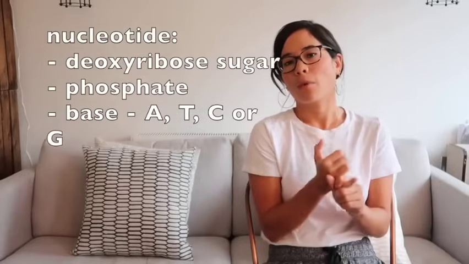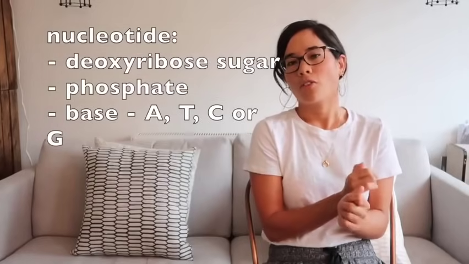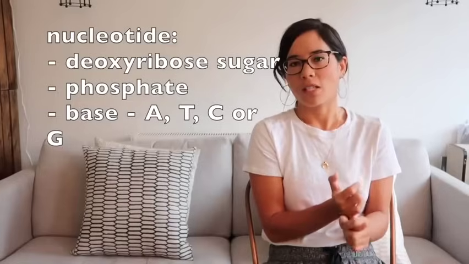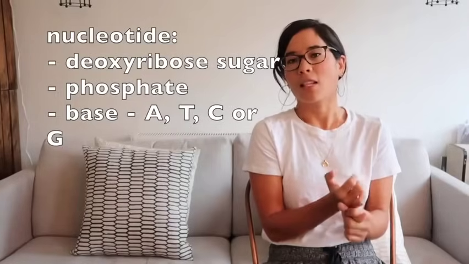Looking more in depth at the various names involved, nucleotide. A nucleotide is simply just three units made up of a deoxyribose sugar, a phosphate and lastly a base. So it could be either one of those bases I've just mentioned, so adenine, thymine, cytosine or guanine.